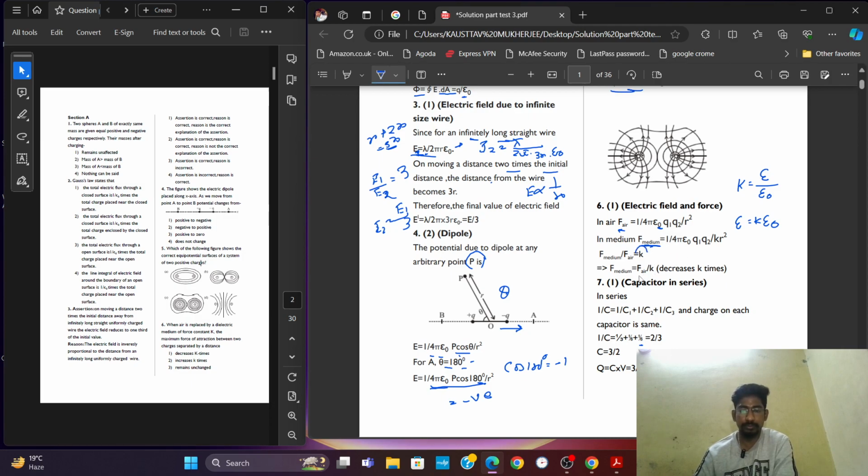So F medium will be equal to F air by k. So there will be a decrease of force between the two charges.